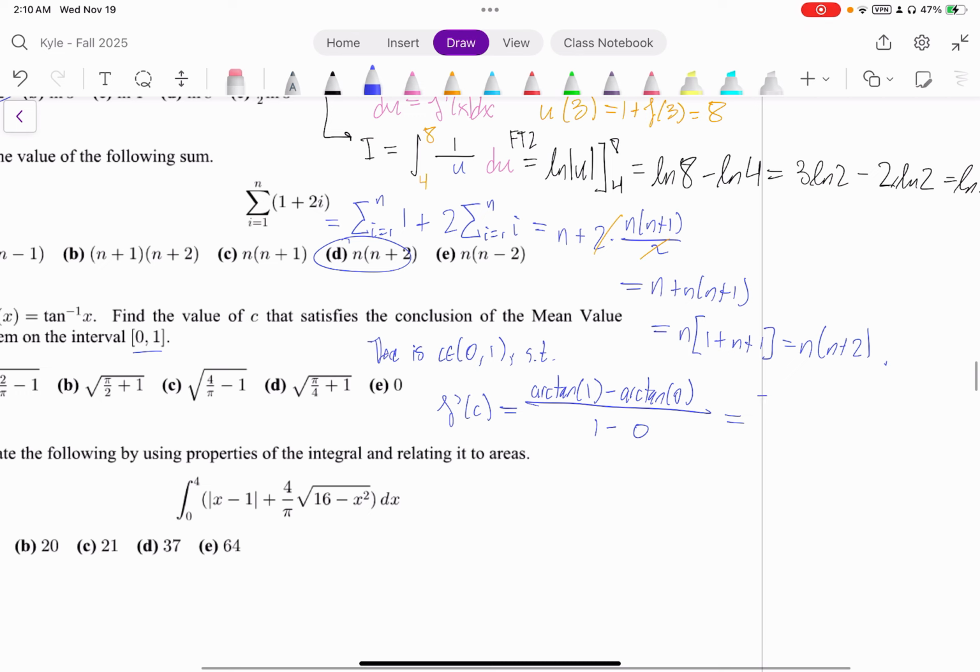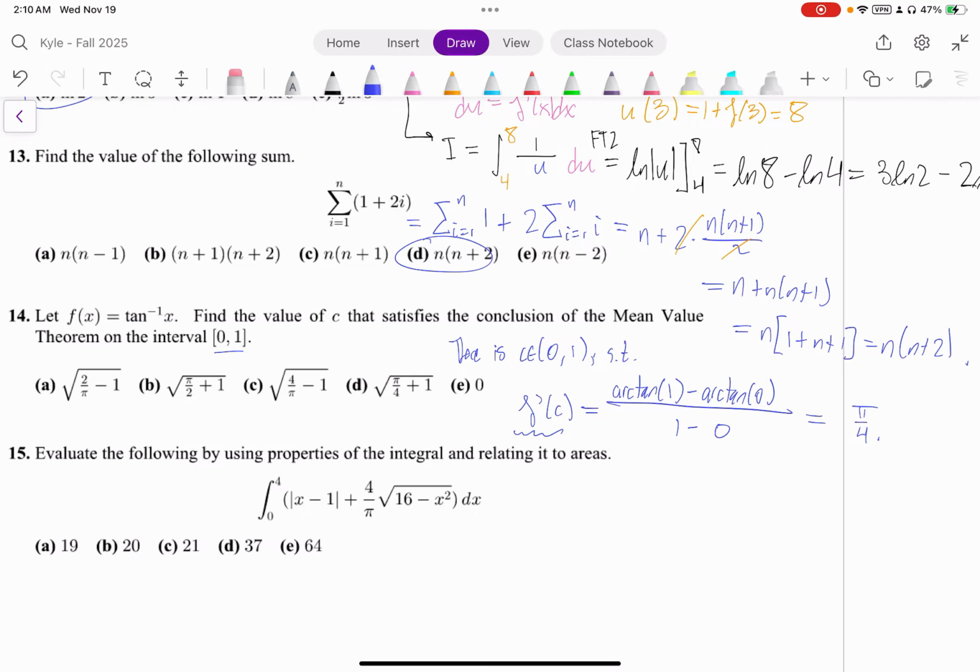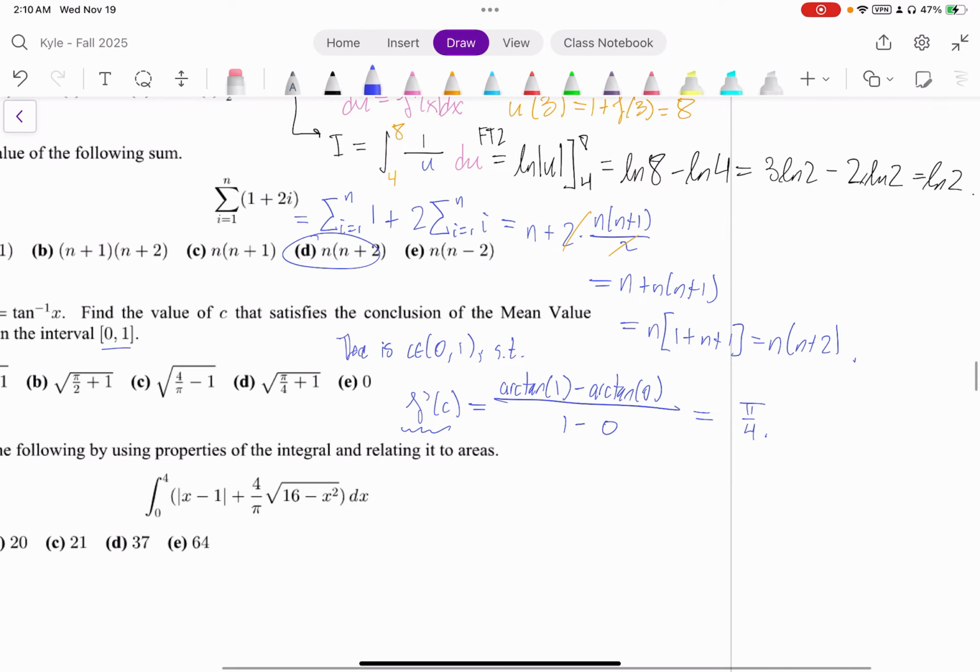Arctan of 1 is pi over 4. Arctan of 0 is 0. And over 1. So this is just pi over 4. Now f prime of c is the derivative of arctan. Remember, the derivative of arctan is just 1 over 1 plus x squared. So evaluated at c, it is 1 over 1 plus c squared.